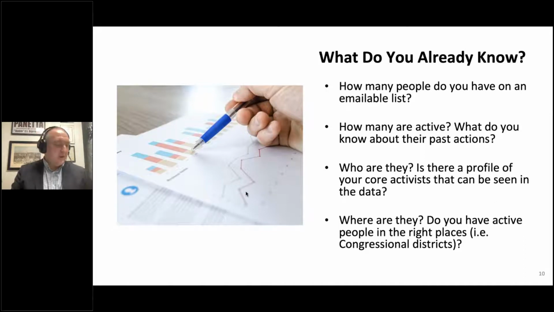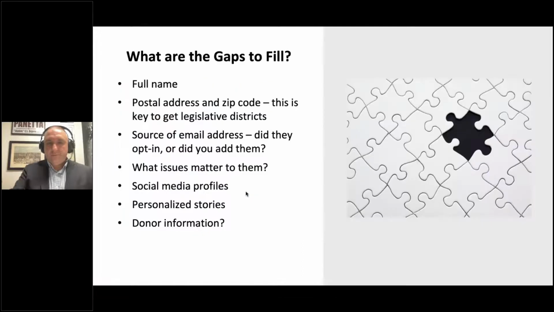So we work with them to figure out what is the overall health of this email list, what kind of people do we have on there, and another thing is, where do they live? Do we have any sort of sense of where we're spread out across the country? Are we all concentrated in one state? Are we in the right congressional districts? These are the things that we think through when we work with them. So then we talk about what are the gaps to fill.